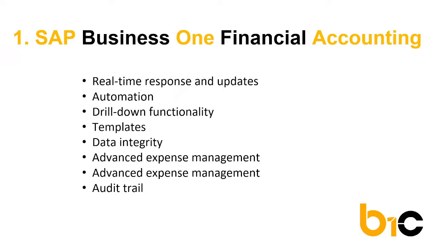Real-time response and updates. SAP Business One updates your general ledger in real time. This happens every time you add a transaction. This automation lets you save lots of time since the need to batch your journal entries for later posting is eliminated. However, you still have this opportunity if your business model requires it.